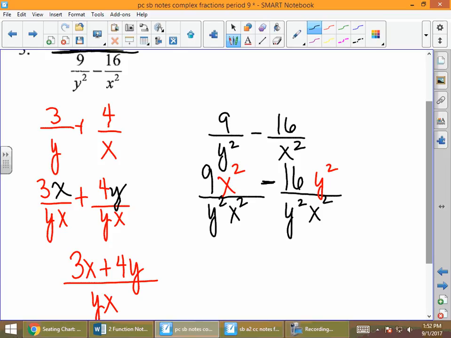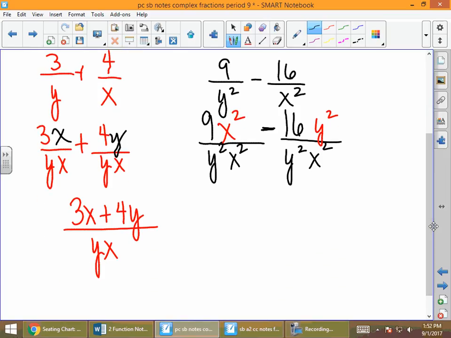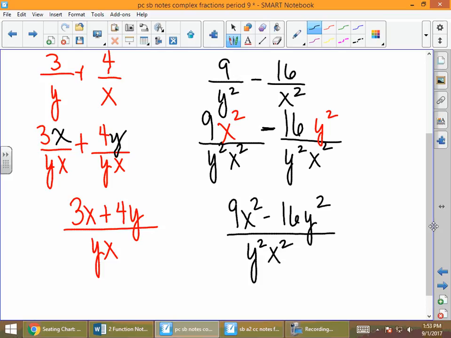Don't cancel anything out. I know that within the fraction we have an x squared over an x squared, or a y squared over y squared. We're using the fancy form of 1 with our fractions. And if we cancel it out, we don't have a common denominator. So the only thing that we can do in this case is combine. We have 9x squared minus 16y squared divided by y squared x squared. But as we take a quick look at that, is there anything more that we can do with that fraction?